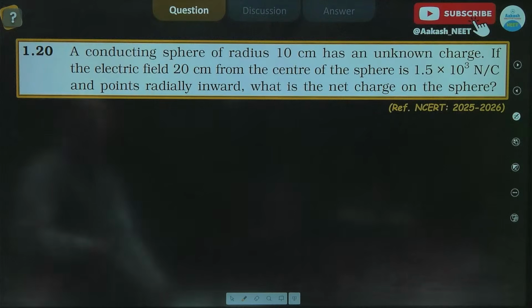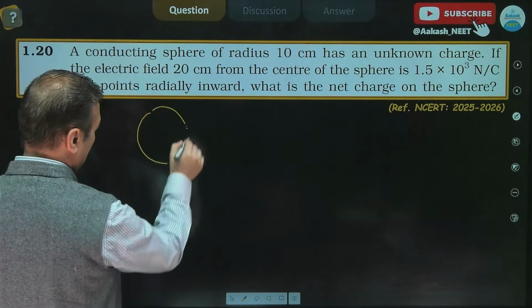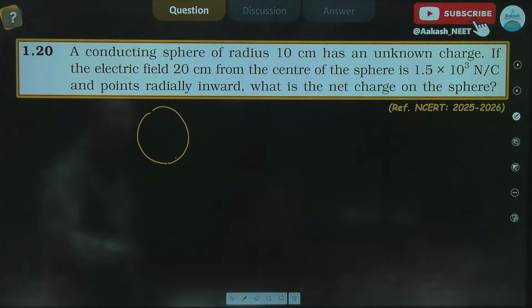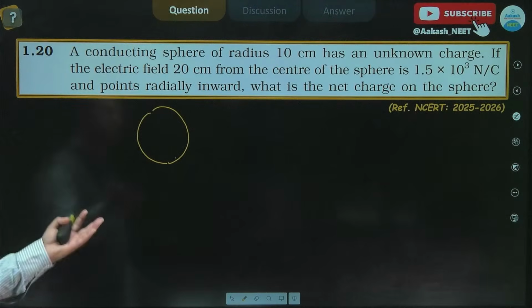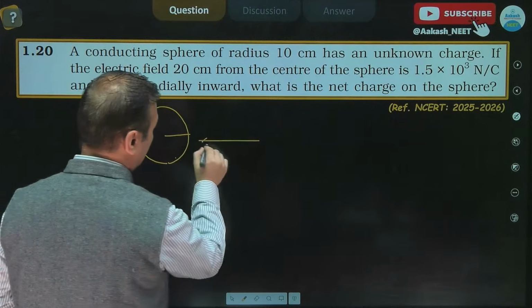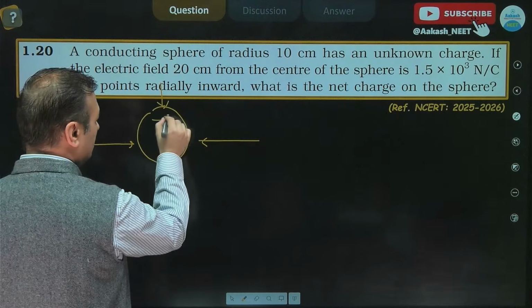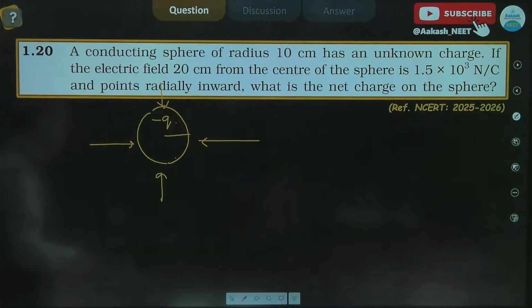Now, a conducting sphere of radius 10 centimeter has an unknown charge. If the electric field 20 centimeter from the center of the sphere is this and points radially inward, what is the net charge? So it's radially inward. What do you mean by radially inward? If it is radially inward, we know this charge has to be a negative charge. Do we understand it or not?